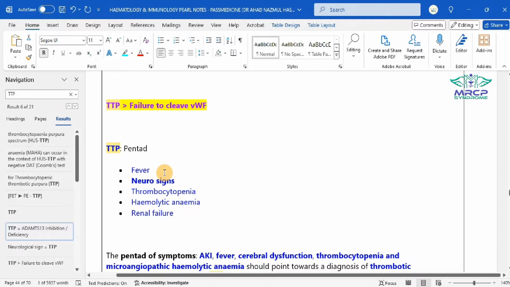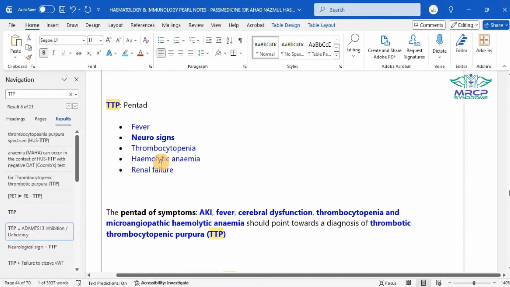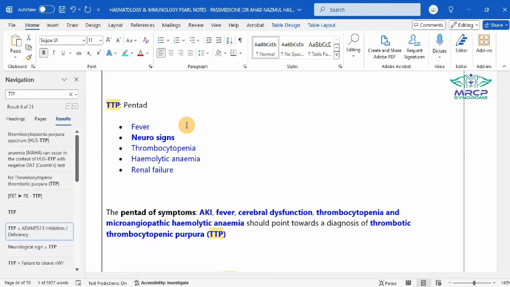So there would be fever, neurological signs, most commonly stroke-like features. There would be thrombocytopenia, microangiopathic hemolytic anemia, and renal failure. So these 5 components would be present. And which feature will differentiate TTP from HUS? The presence of neurological signs will differentiate, and in most cases the neurological sign is a feature of stroke. And also if you get the feature of fever, then consider TTP rather than HUS.